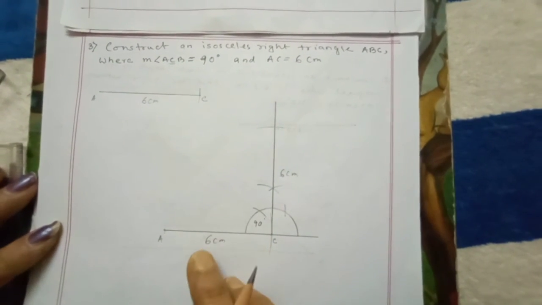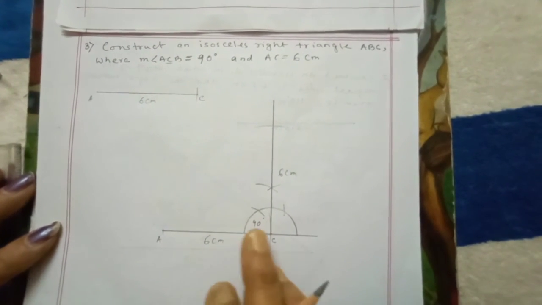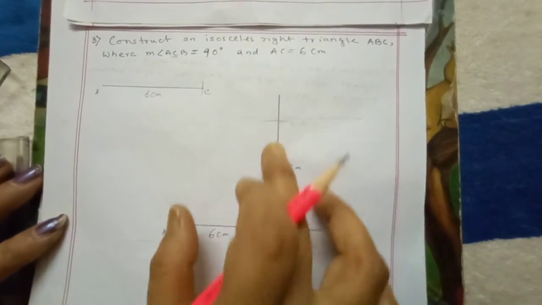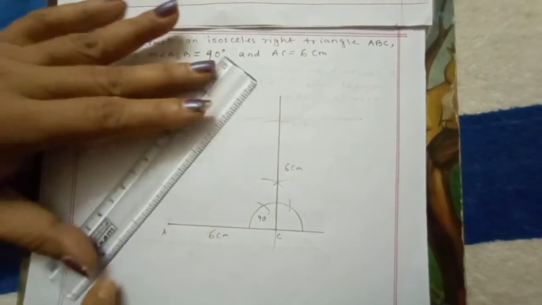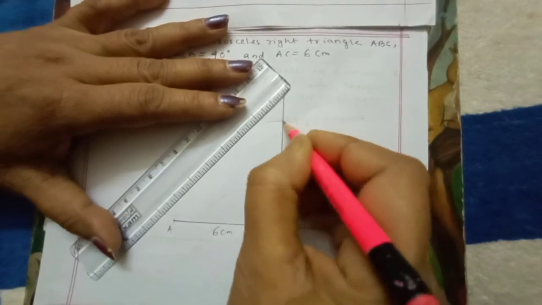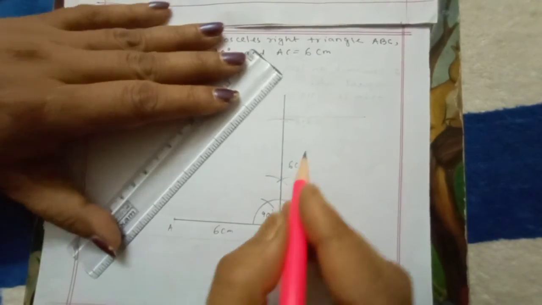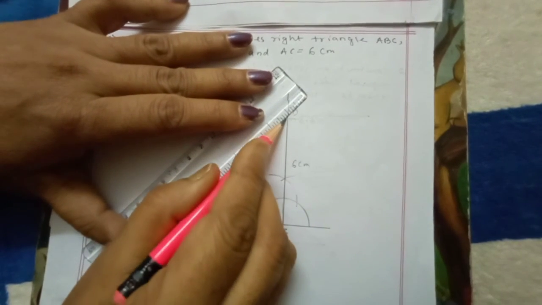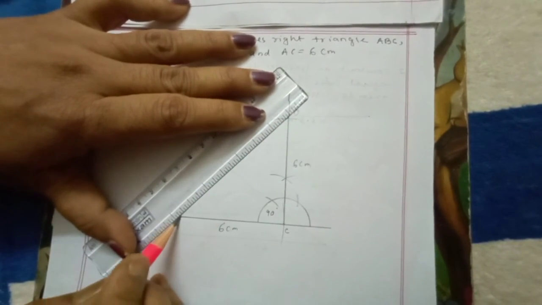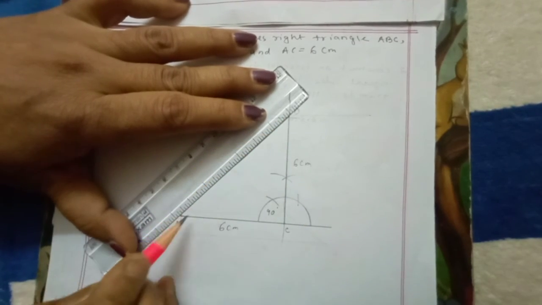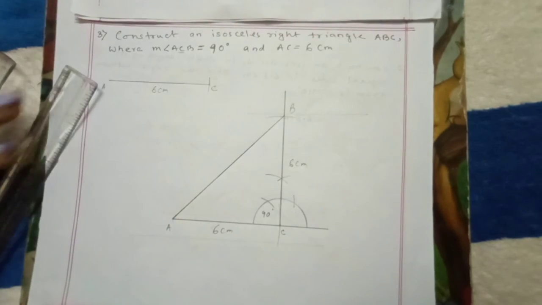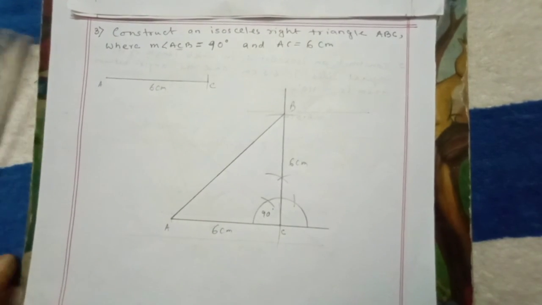So you have drawn a right angle where it is an isosceles right angle also, because the two sides are equal. Now you have to complete the right triangle. You have to join AB. And this is the required triangle.